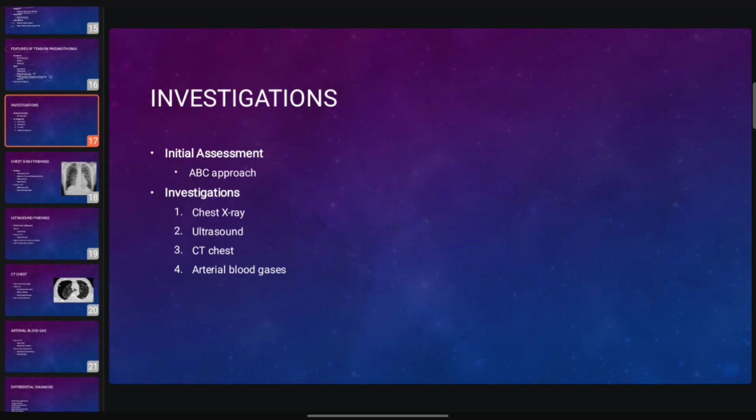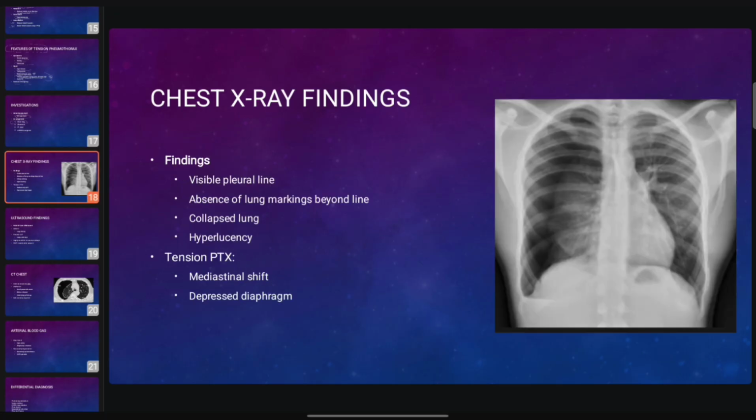So initially, while we are managing a patient with a pneumothorax, the initial step is the ABCDE approach. Then the first-line investigations are chest X-ray, then ultrasound, CT, and ABGs. In the chest X-ray, there will be visible pleural lines, absence of lung markings beyond the line, a collapsed lung, and hyperlucency. Look at here.